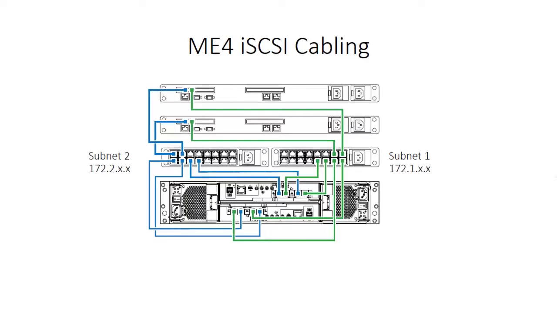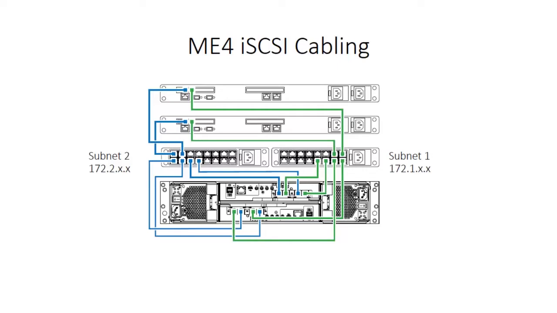This demonstration is attaching a VMware ESXi server to an ME4 iSCSI array. Before we begin, it is important to understand the layout. The ME4 has 4 iSCSI ports on each controller. The iSCSI ports are cabled redundantly to 2 different switches dedicated to iSCSI traffic.